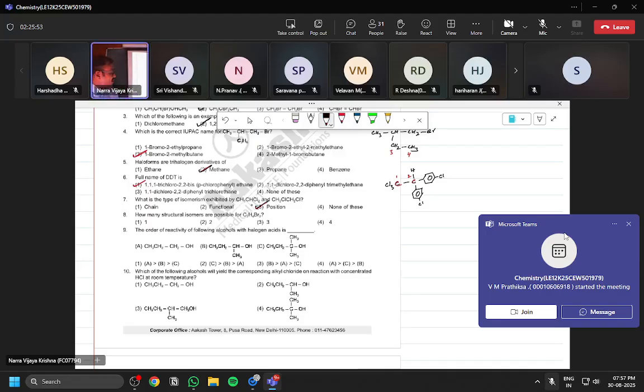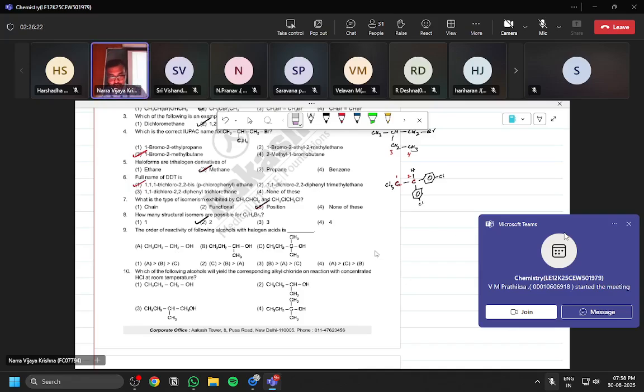How many structural isomers are possible for C2H4Br2? 2 only. So CH3CHBr2 is one possibility. The other possibility is CH2Br CH2Br. So that's all, no? Is there any other? So answer is 2. Next one.